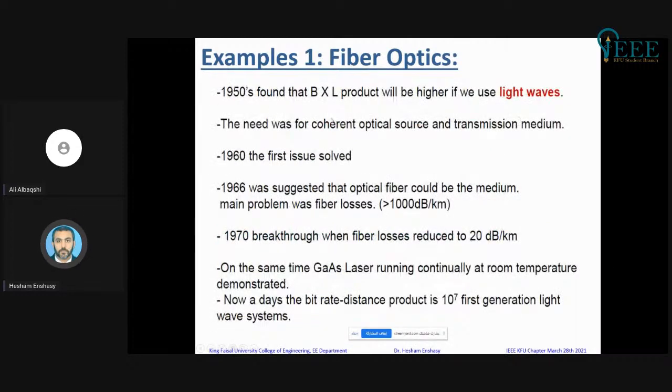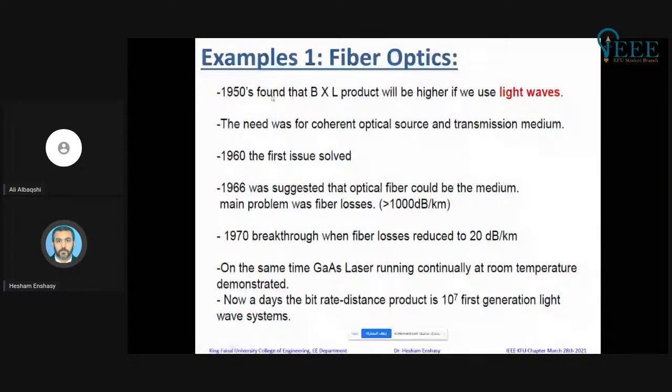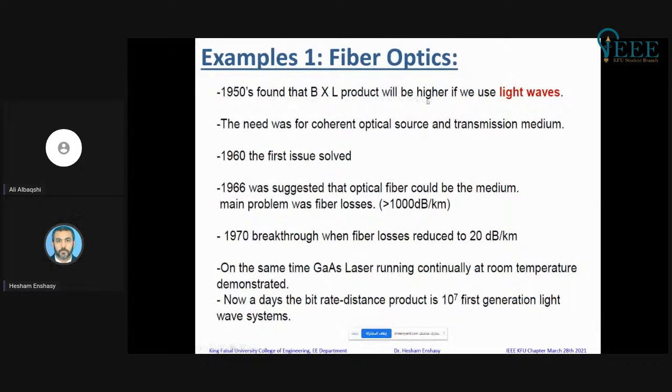So let me give you a brief history about fiber optics. In 1950, they found that the PL product will be higher if we use light wave. If we use fiber optic communication, the PL product will be higher compared to the coaxial cable and microwave. So, to make light wave technology at that time, we need a coherent optical source and a transmission medium. يعني بدنا fibers وبدنا السورس الoptical source اللي make the optical communication.